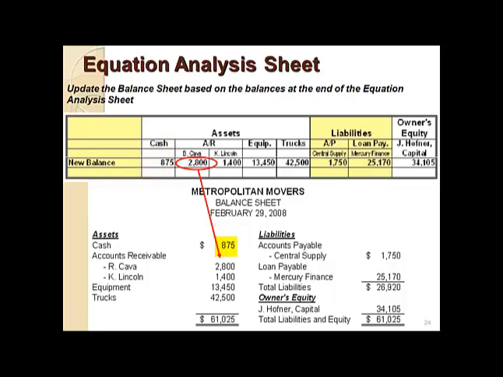We're going to do the same thing with our BCAVA account. BCAVA, the account ended with $2,800 in it, and we're going to record that into the balance sheet. The K Lincoln account ended with $1,400 in it, and again that will also be recorded into the balance sheet. And we're going to do that with all the other accounts on the equation analysis sheet.